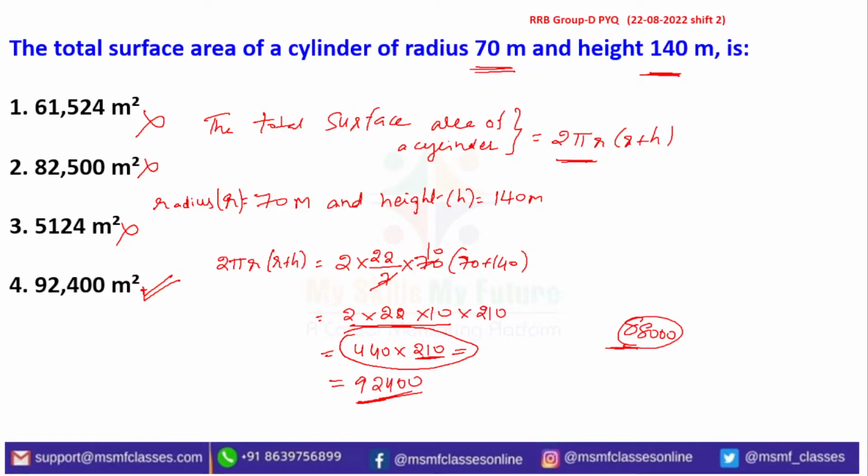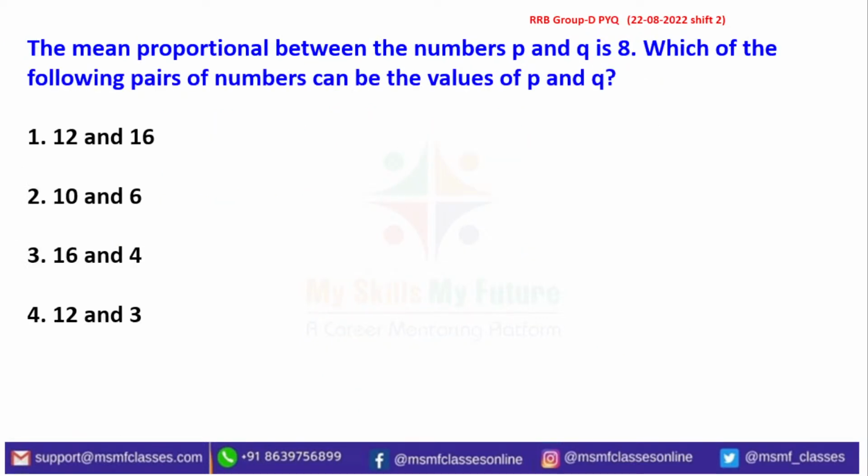So we are seeing questions like the area of a cylinder. Based on area, you can expect one question from this topic. Right. Next question.